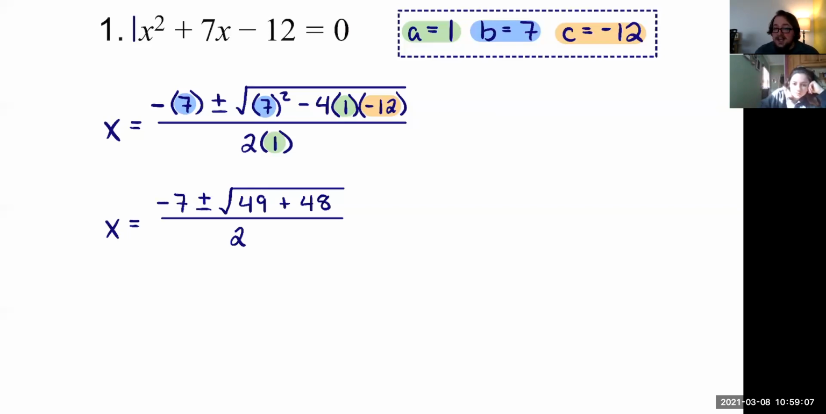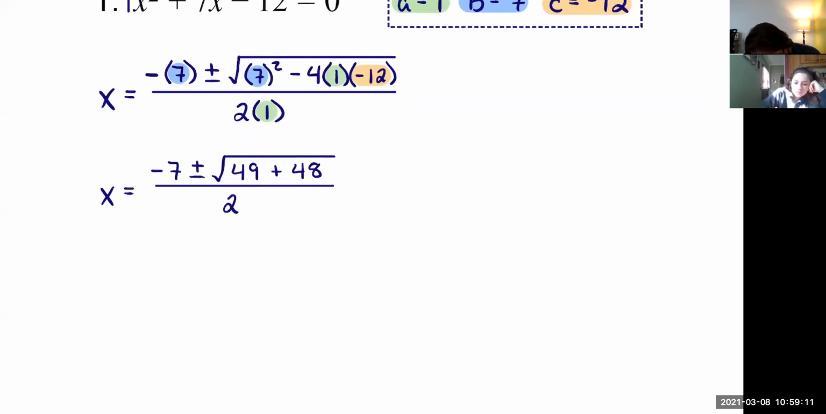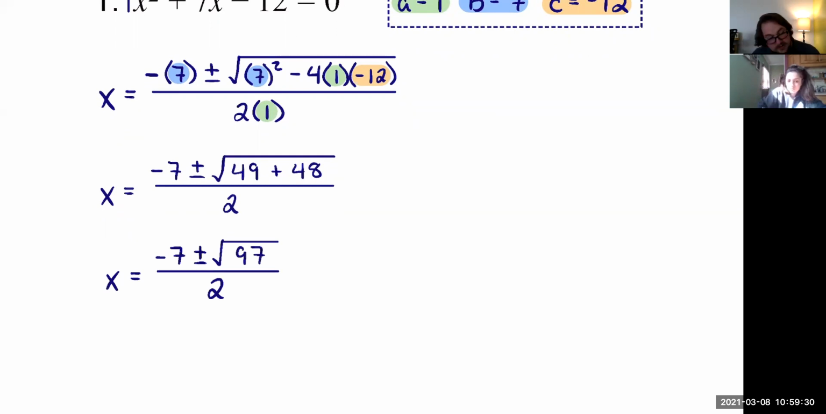Already looking a lot nicer, a little bit cleaner. Still have those 2 pieces inside the square root that we can combine. That's going to help me here later on. So -7 plus or minus the square root of 49 plus 48, which gives me 97. Still all over 2. Don't lose any pieces because you don't want to write down the step in its entirety.